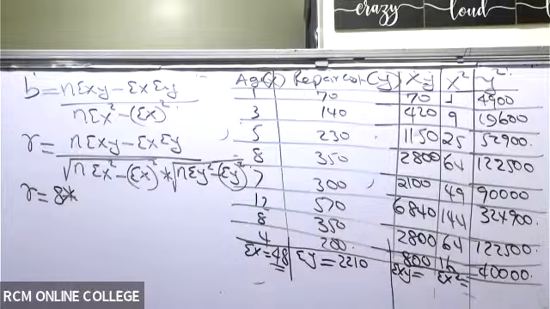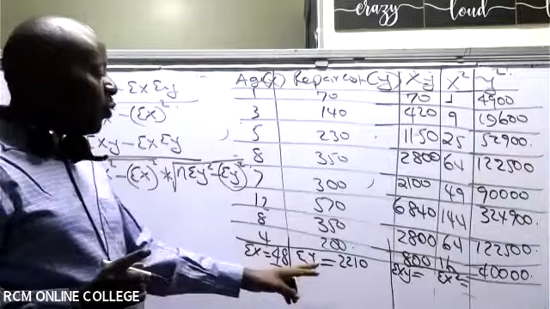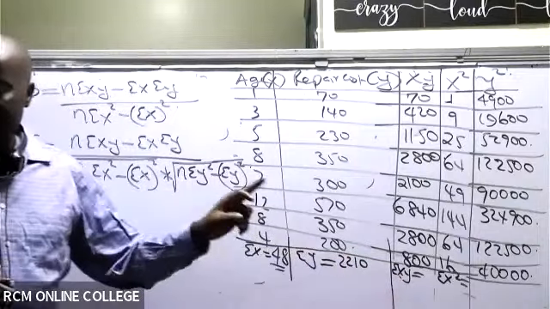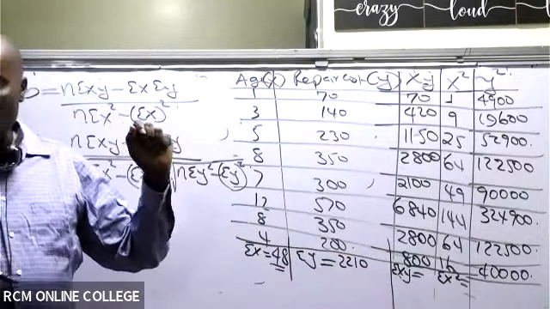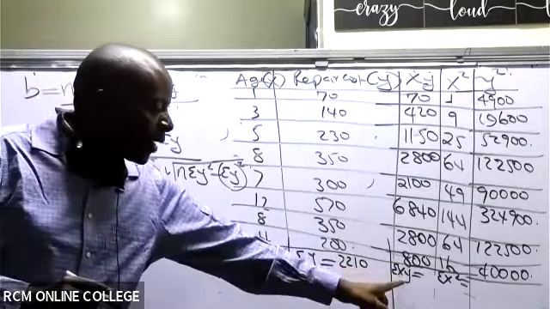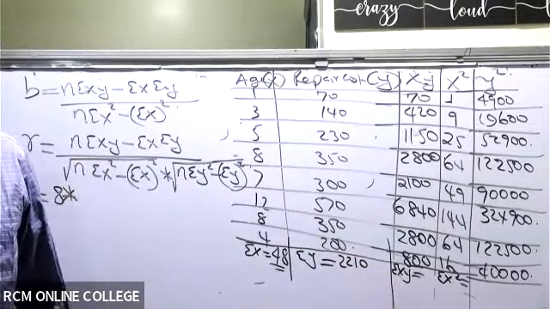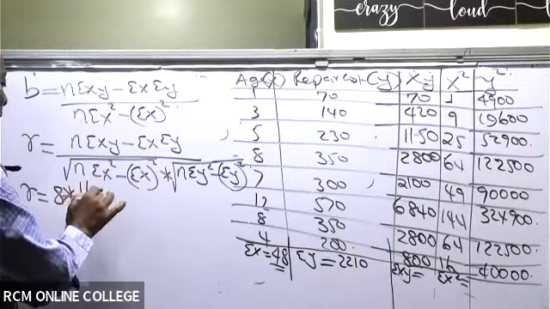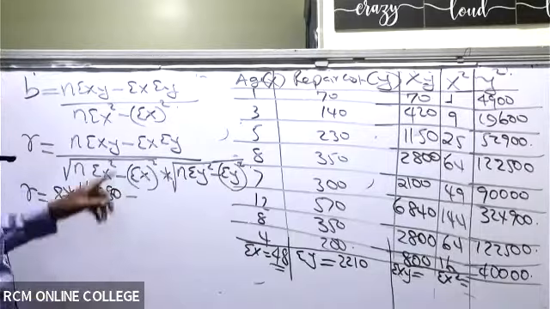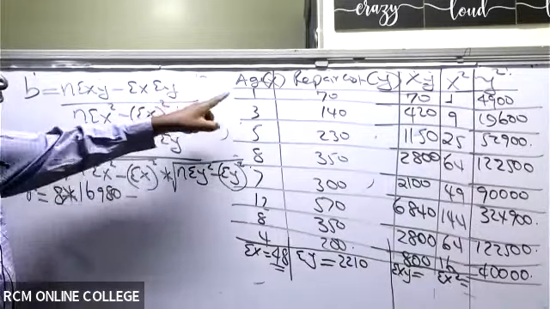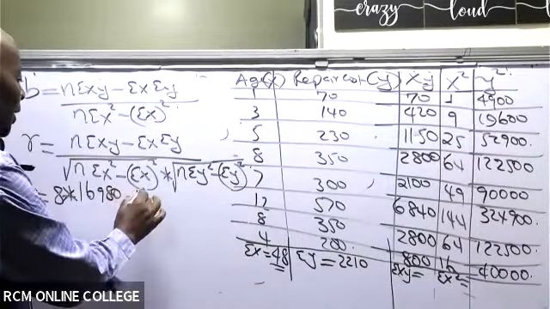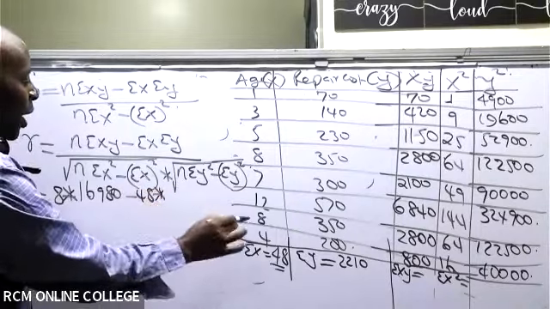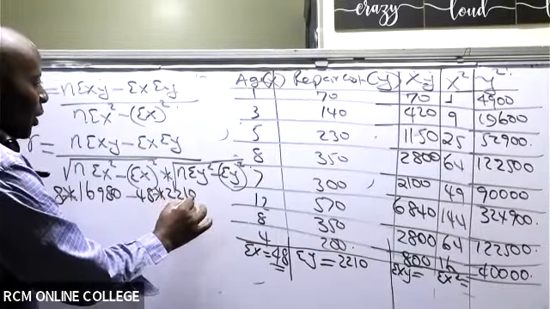Anybody who can remind Mwalimu the summation of xy would really be happy. Not the sum of x alone, not the sum of y, but the summation of xy. It was 16,980. Minus now summation of x times summation of y. Summation of x I have here is 48, times summation of y, which I have as 2210.